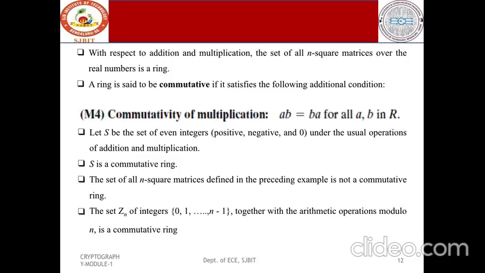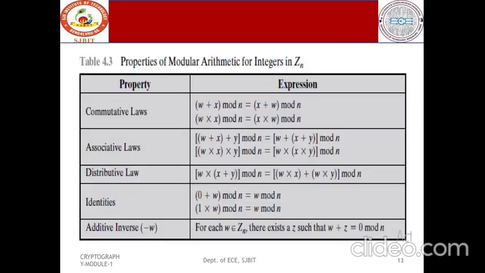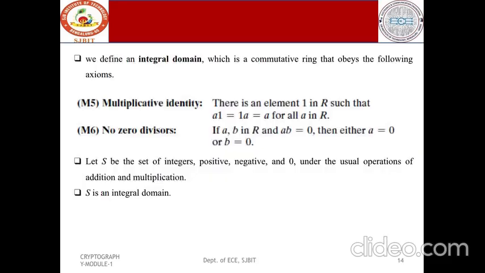The set Zn of integers, consisting of 0, 1 till n minus 1, with the arithmetic operations modulo n, is a commutative ring. Here are some of the properties of modular arithmetic for integers: commutative law, associative law, distributive law, identities, and additive inverse. Next is an integral domain, which is a commutative ring that obeys the following axioms, that is M5 and M6. Multiplicative identity: there is an element 1 in R such that A1 is equal to 1A, which gives A, for all A in R. And no zero divisors: if A, B in R and AB is equal to 0, then either A is 0 or B is 0.